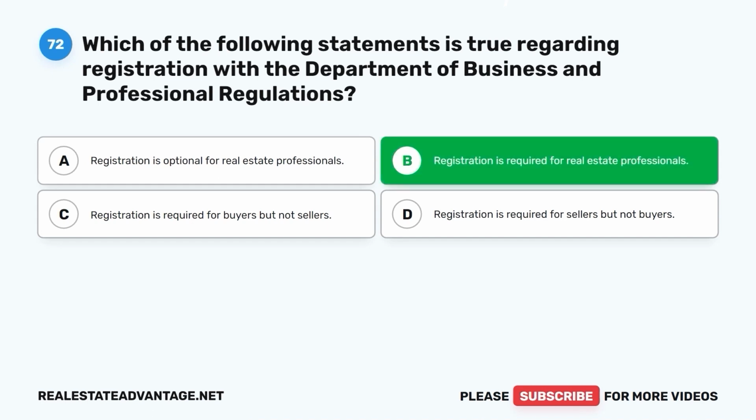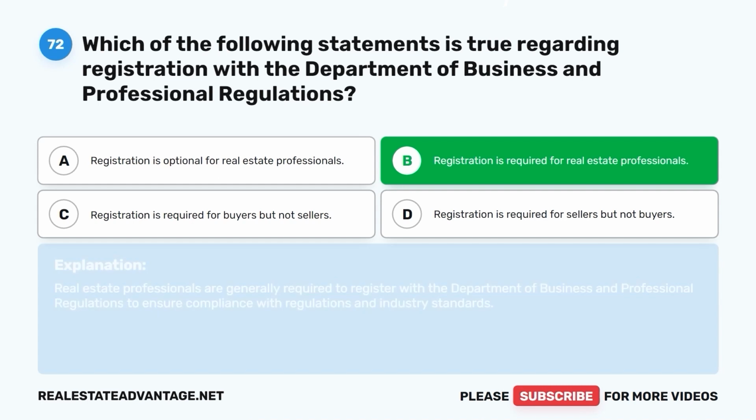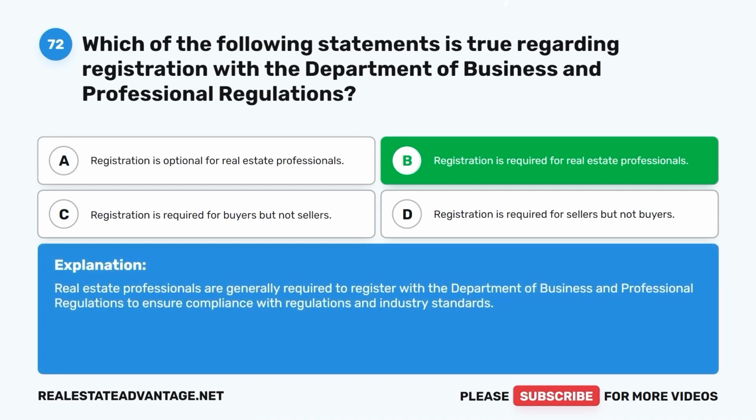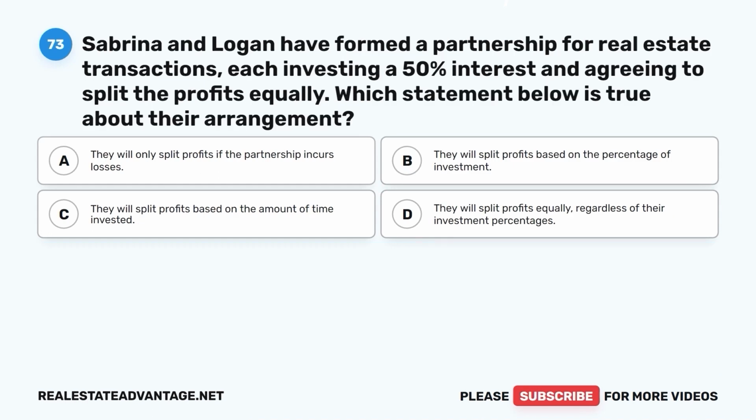The correct answer is B. Registration is required for real estate professionals. Real estate professionals are generally required to register with the Department of Business and Professional Regulations to ensure compliance with regulations and industry standards. Question 73.